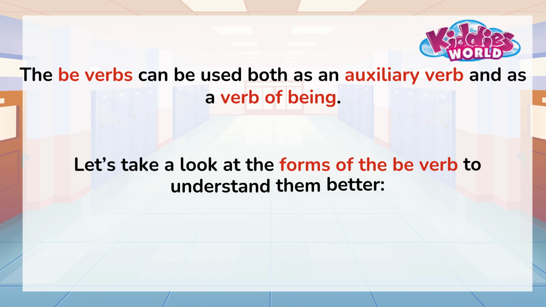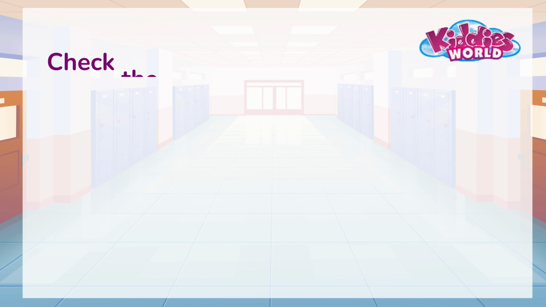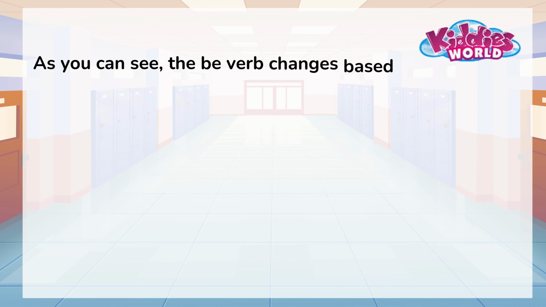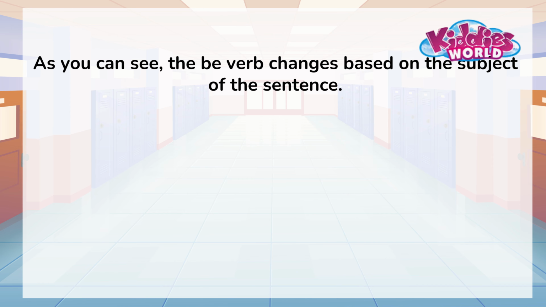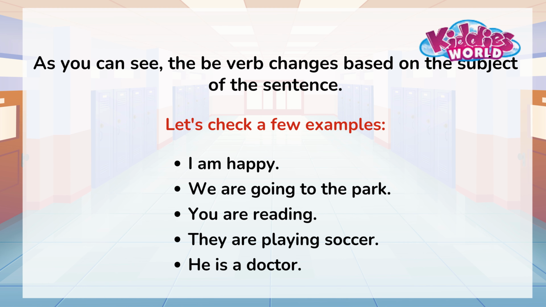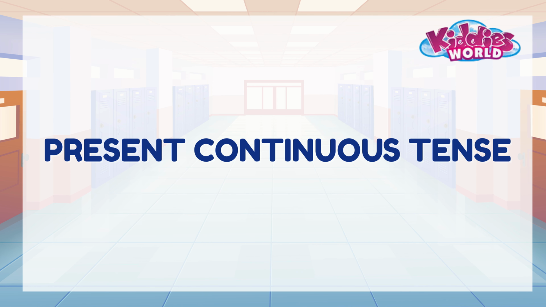Let's take a look at the forms of the be verb to understand them better. Check the table below for understanding. As you can see, the be verb changes based on the subject of the sentence. Let's check a few examples. Let's continue with the present continuous tense.